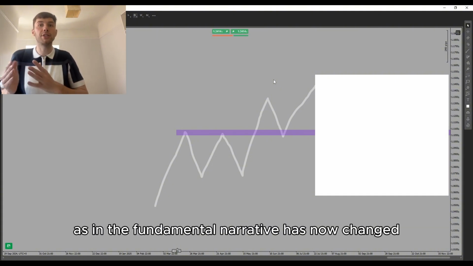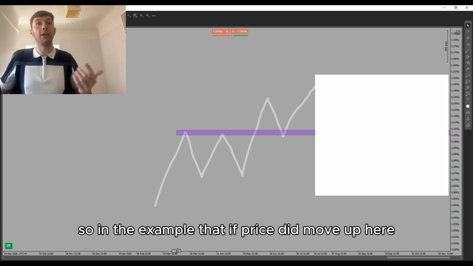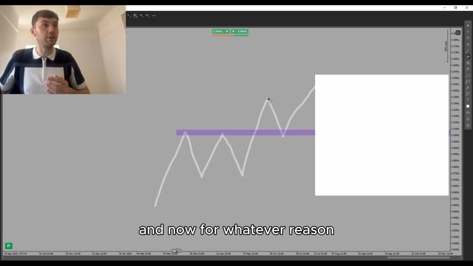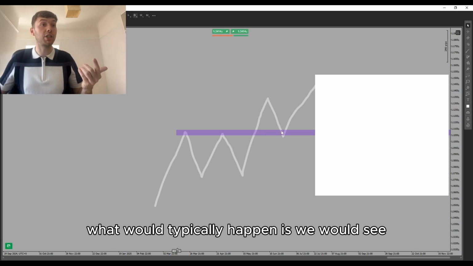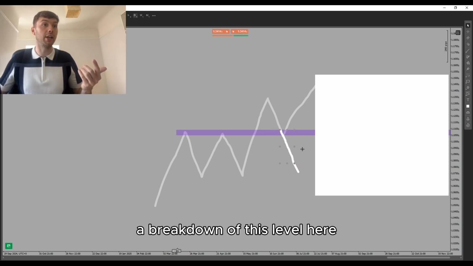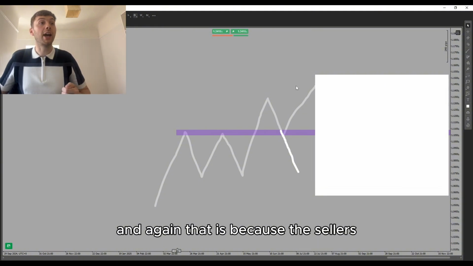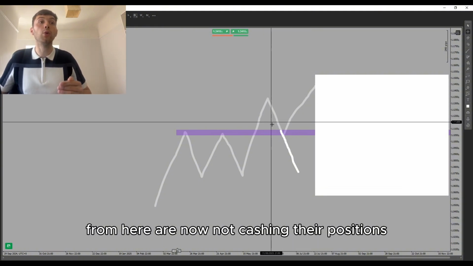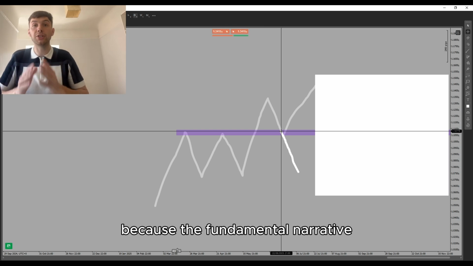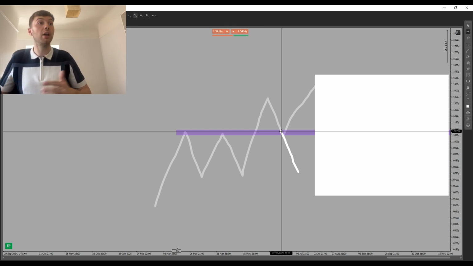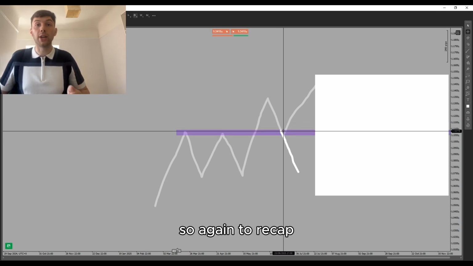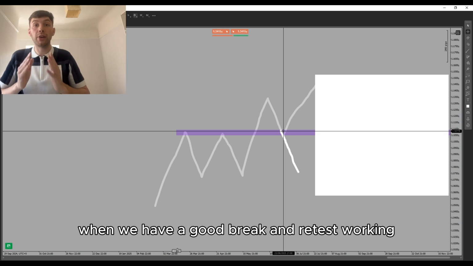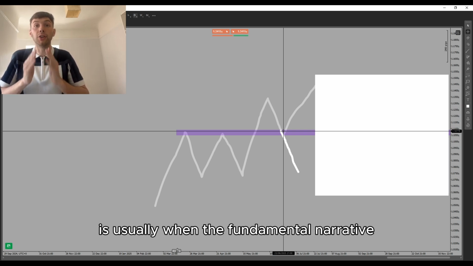Now, when a break and retest doesn't work, it's usually because the fundamental reasoning does not persist, as in the fundamental narrative has now changed. So in the example that if price did move up here, and now for whatever reason, the fundamental narrative has now completely changed, what would typically happen is we would see a breakdown of this level here, rather than seeing a move back up. And again, that is because the sellers from here are now not cashing their positions because the fundamental narrative has now changed to the downside. And because it's changed to the downside, there is now a lack of buyers here as well.